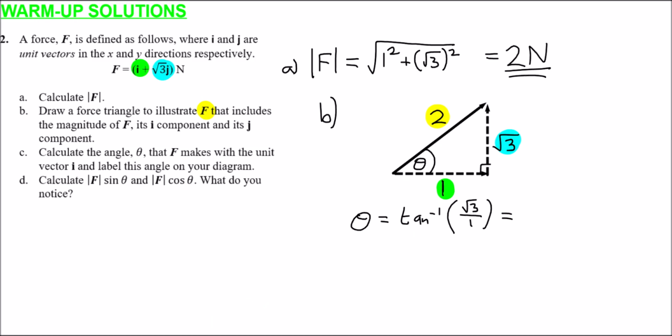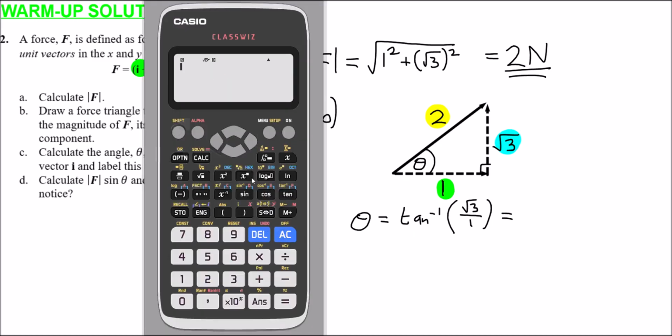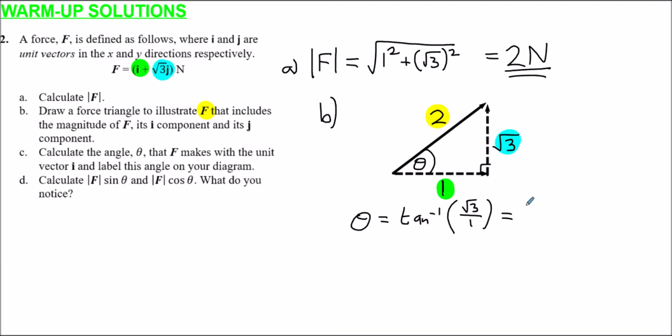So if we calculate this, if you can't remember how to do it, it's shift tan minus 1, then root 3 over 1 if you wish. So we're going to press equals, see what we get. We get exactly 60 degrees. That's an exact trig angle. So this one is 60 degrees. Now, so we've done C, I'll just label that there.